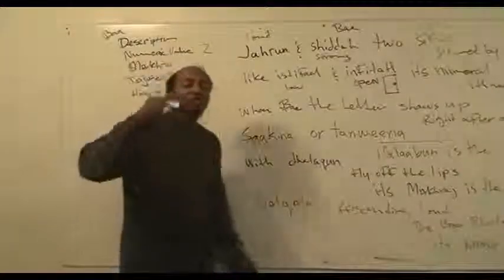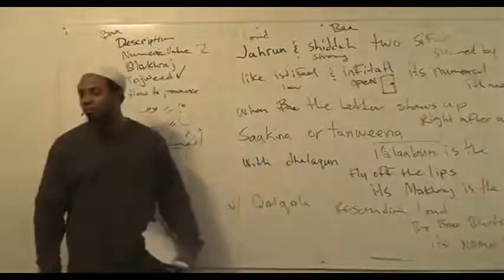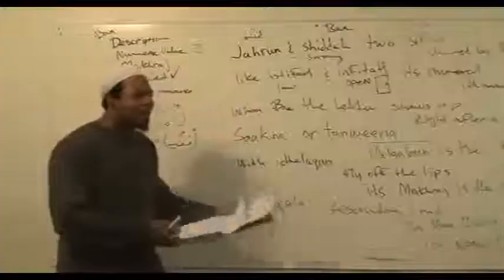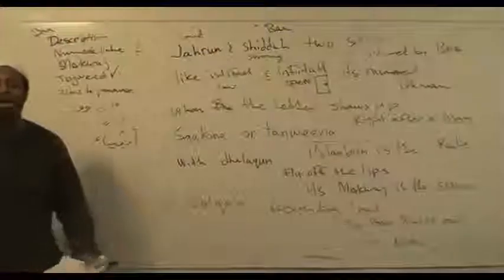So if you don't know these things, don't think you're reciting tajweed correctly. Knowing is not the same as not knowing; even Allah describes a dog that knows as better than a dog that doesn't know. So with dhalakun, fly off the lips, its makhraj is the same. Ba's makhraj is off the lips. With qalqala, everybody say qalqala.